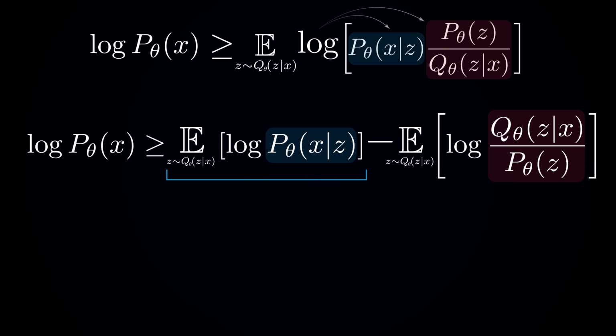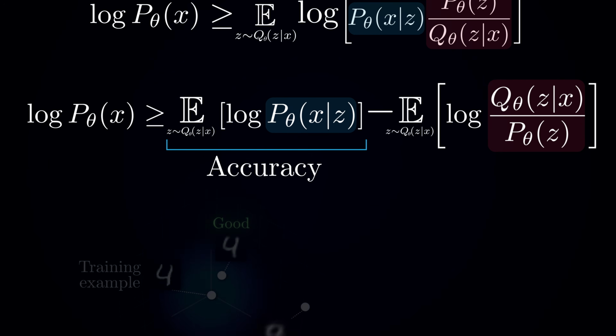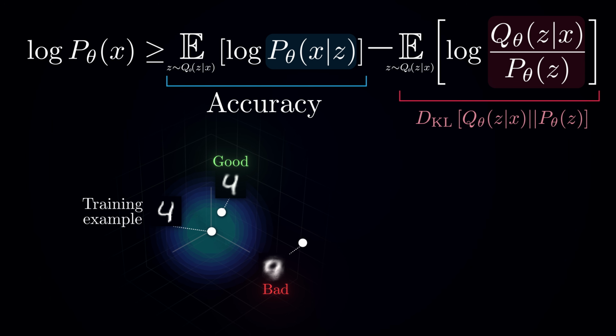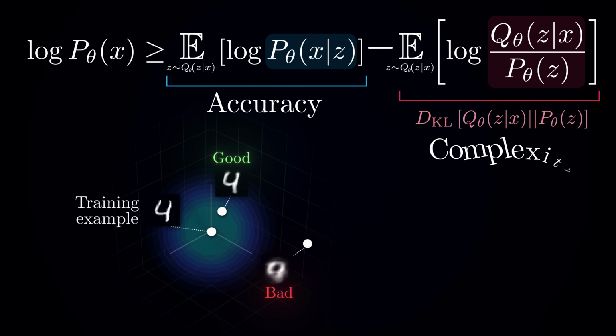The first term is accuracy. It measures how well the latents predicted by the recognition model actually explain the observed data point x. This rewards our model for making good predictions. The second term is the negative of the KL divergence between the distribution Q and the prior distribution of latents. This acts as a complexity penalty.